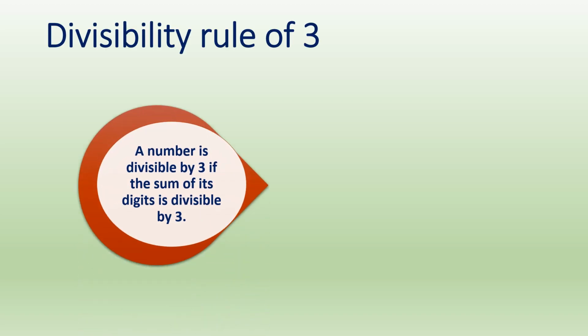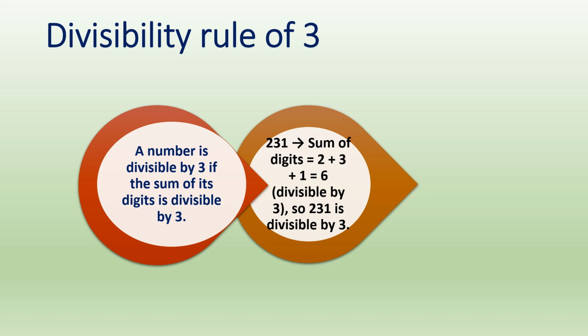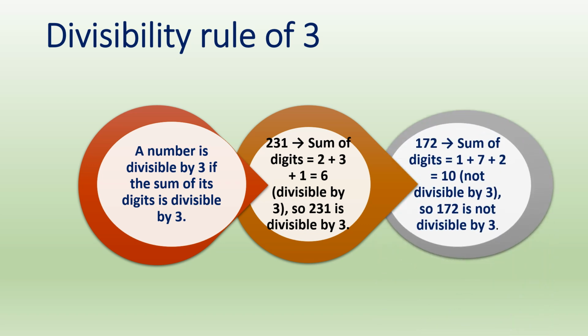Next is the divisibility rule of 3. A number is divisible by 3 if the sum of its digits is divisible by 3. Let us check with an example. 231. The sum of the digits 2 plus 3 plus 1 equals 6, which is divisible by 3. So 231 is divisible by 3. Another example, 172. The sum of digits is 1 plus 7 plus 2 equals 10, which is not divisible by 3. So 172 is not divisible by 3.